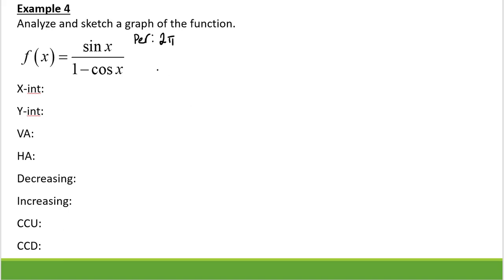Your x-intercept, set y equal to 0. When is the sine equal to 0? Well, that's at multiples of pi. I'm just going to give us 1. Y-intercept, you set x equal to 0. And it works out that there is none.